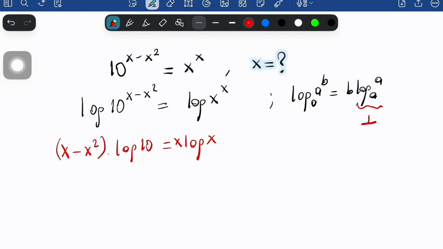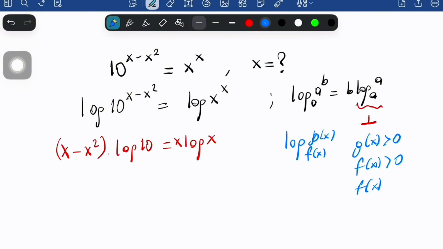Now, one of the general features of logarithm: if log base f(x) of g(x) is given, then g(x) is greater than 0, and f(x) is not equal to 1. In this case, what can we use in this question? x is definitely greater than 0. Then we can use it.